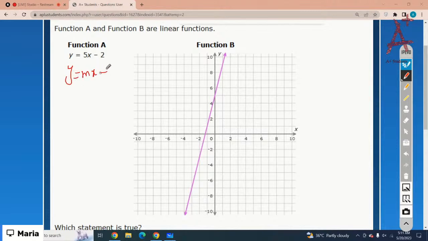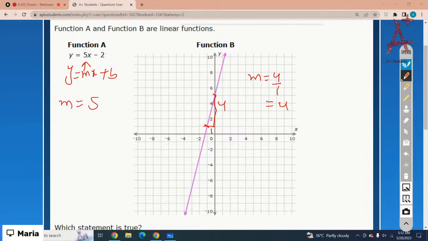y equals mx plus b. M, the slope of the function, is 5. Now let's just calculate the slope from the graph, here and here. The change in y is 1, 2, 3, 4 and the change in x is 1. It would be 4 over 1. The slope of this function is 4 over 1. That means it is 4.